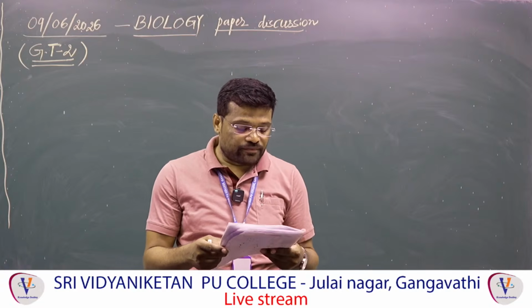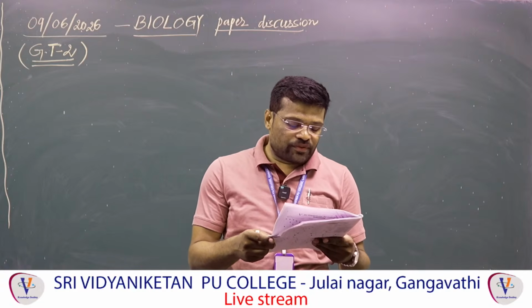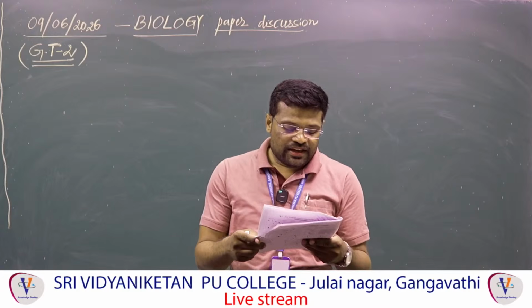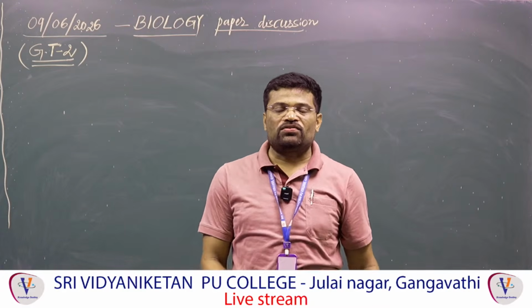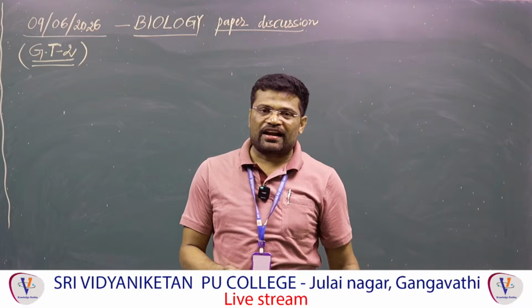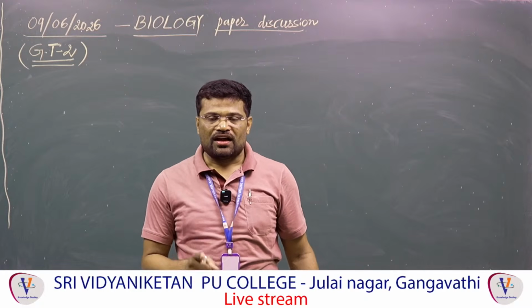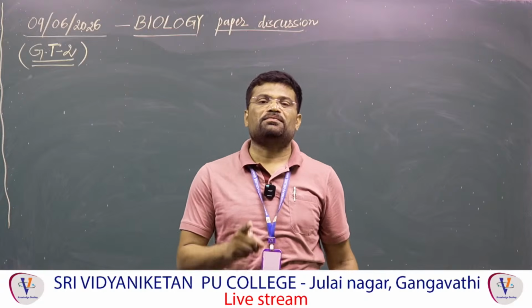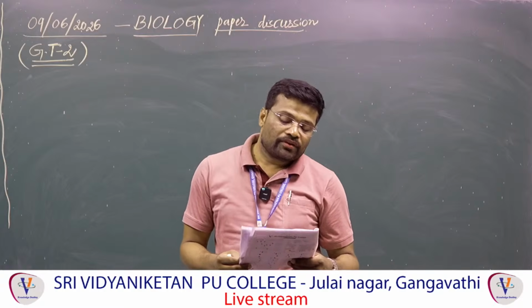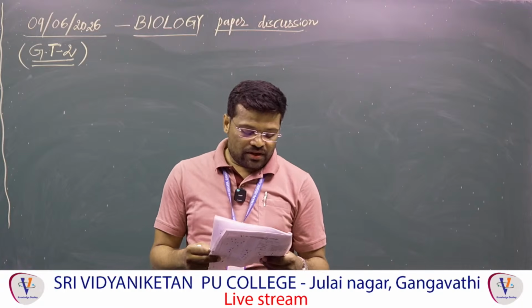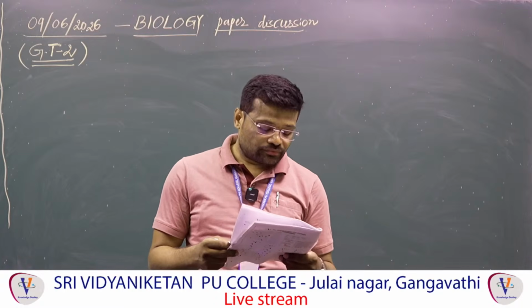Question number 108. Cattle egret feeding near grazing cattle is an example of which of the following? Obviously commensalism. The association between cattle egret bird and grazing cattle represents commensalism. No ambiguity.